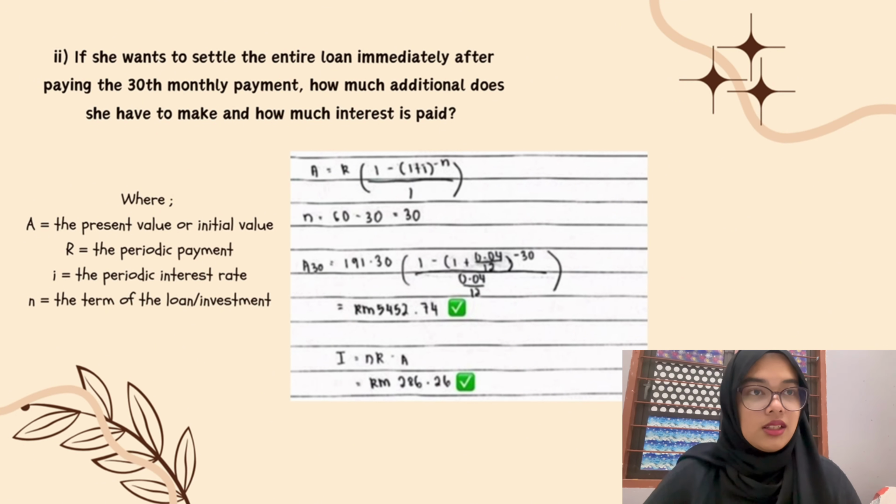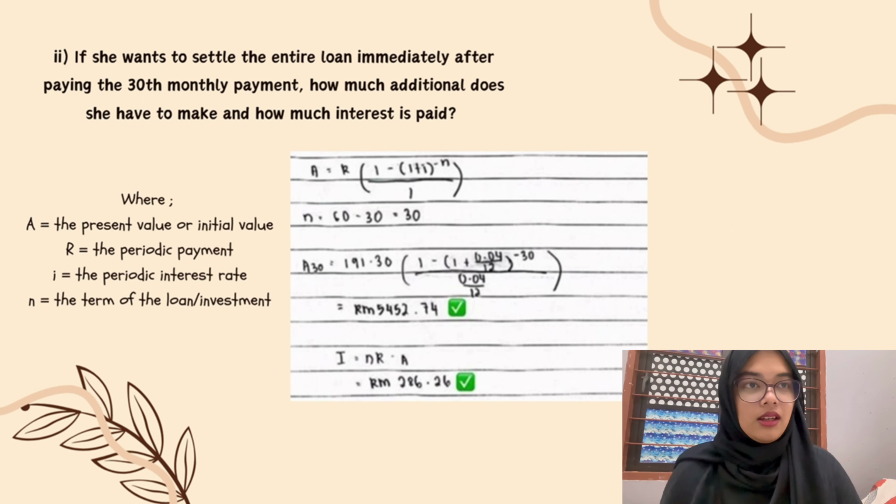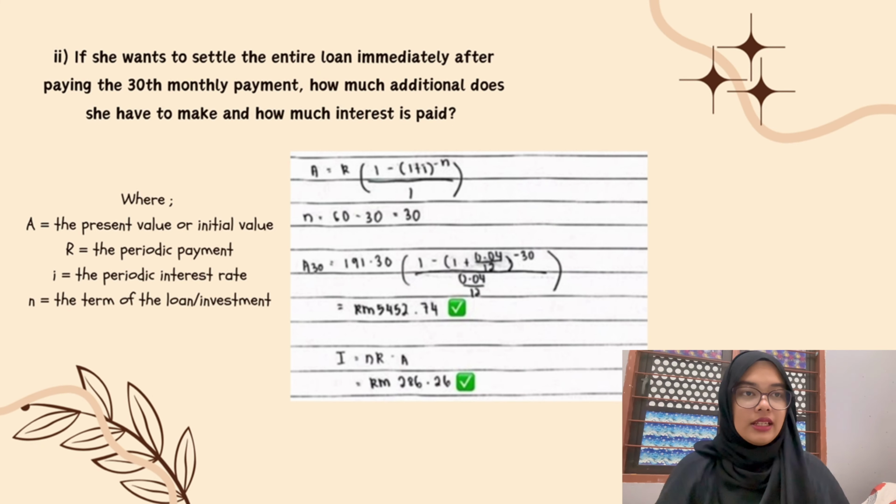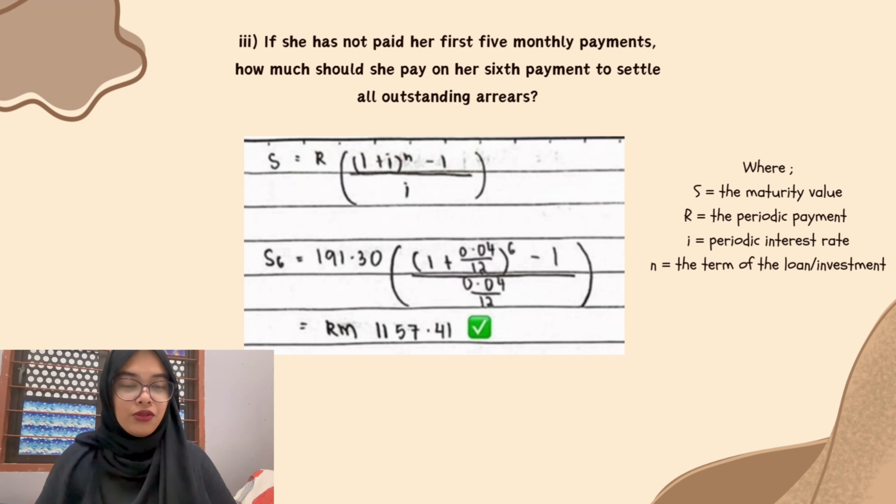So let's calculate. The formula is I equal to NR minus A. N is 30, R is 191.30, meanwhile A is 452.74. The answer for I is RM 286.26. Let's move to the last question.